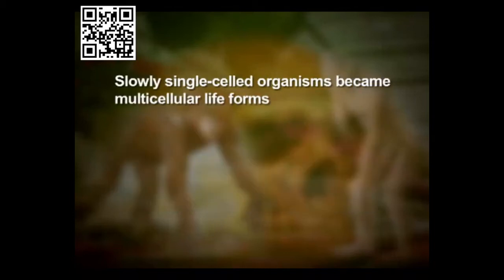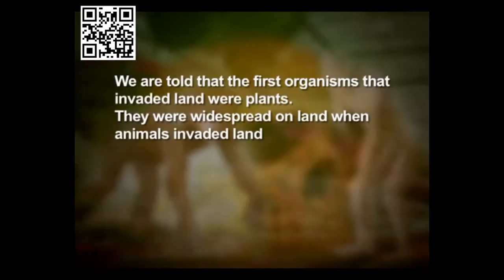Slowly, single cell organisms became multicellular life forms. By about 500 million years ago, invertebrates were formed and active. Jawless fish probably evolved around 350 million years ago. Seaweeds and a few plants existed probably around 320 million years ago. We are told that the first organisms that invaded land were plants. They were widespread on land when animals invaded land.